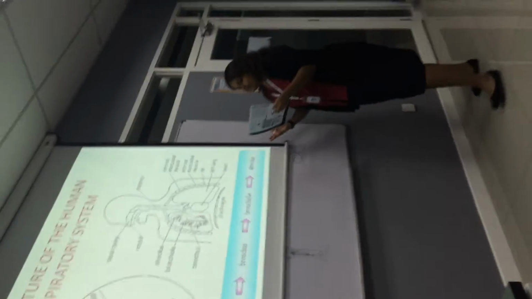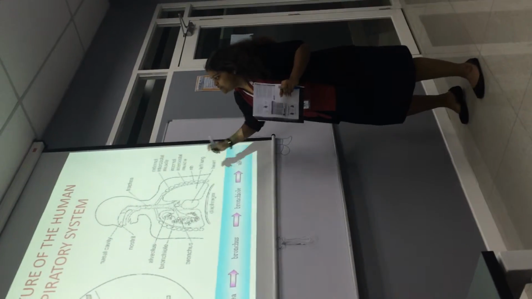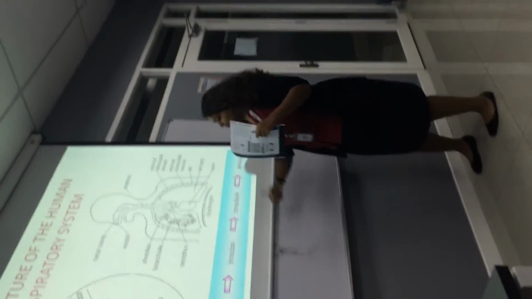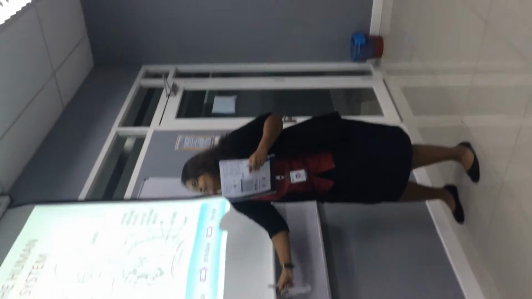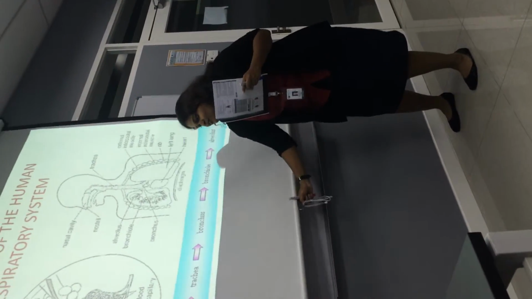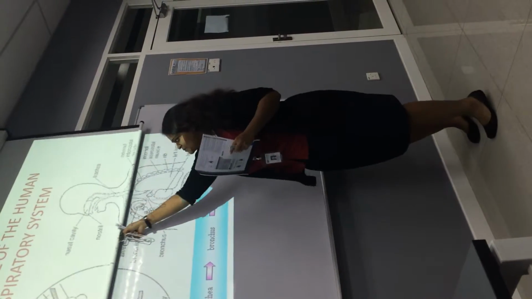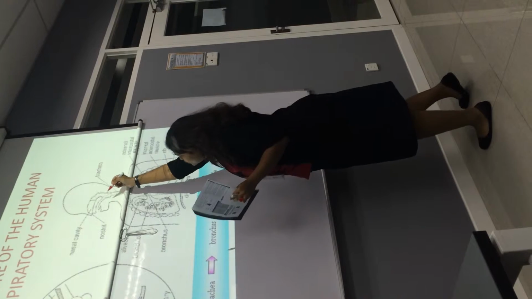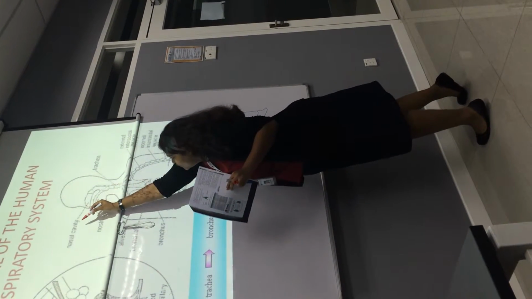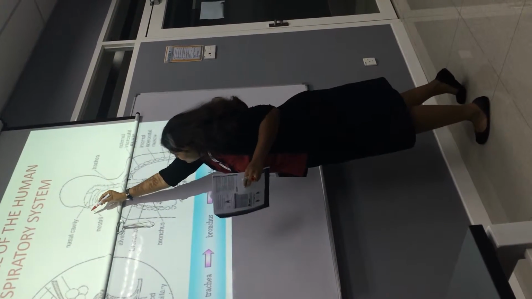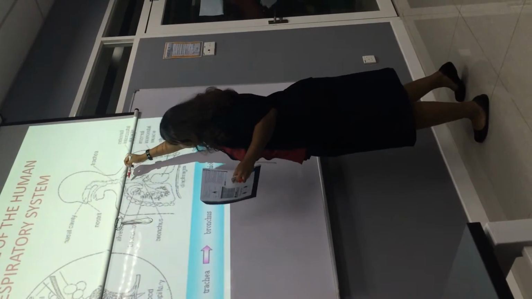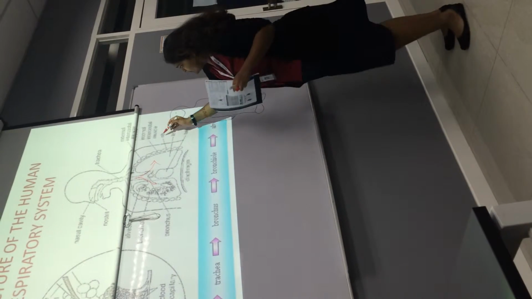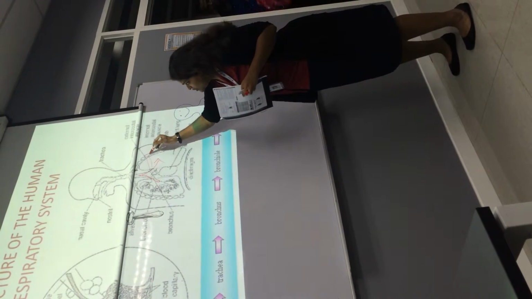The next important structure in the human respiratory system is the trachea, because the air transfers through the trachea. Once you breathe in, the air travels through here, through the trachea, and it goes into your lungs. This is the rib. Rib is also known as the rib cage.